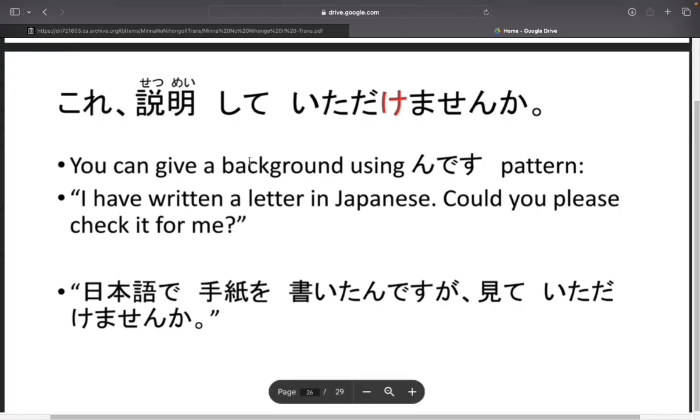Even better, you can give a background using the んです pattern. I have written a letter in Japanese. Could you please check it for me? 日本語で手紙を書いたんですが、見ていただけませんか? Okay. So, here you are explaining the background that I've written a letter in Japanese. Then you are requesting that could you please check it for me. Okay. So by using the んです pattern, you can give a background.